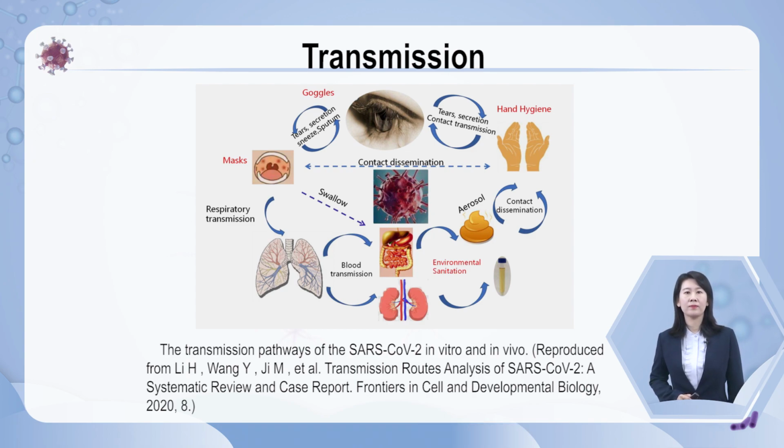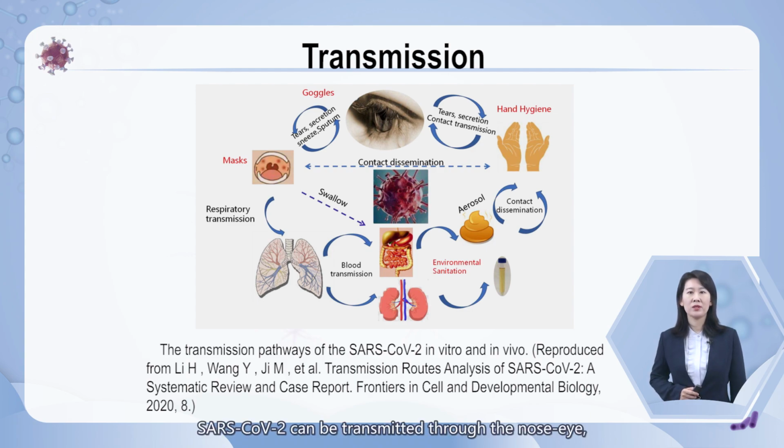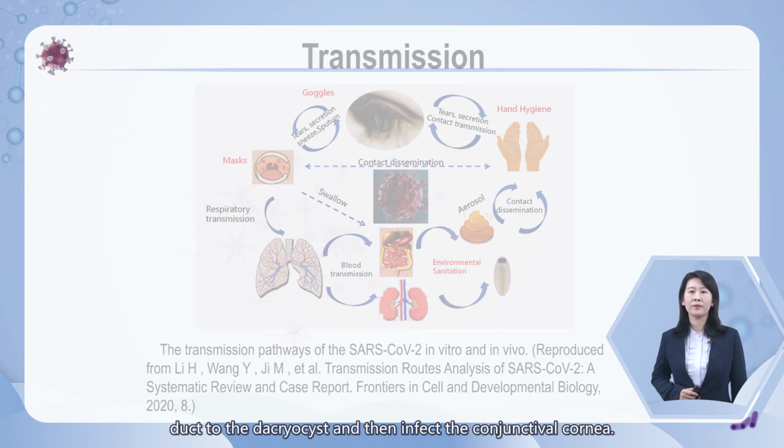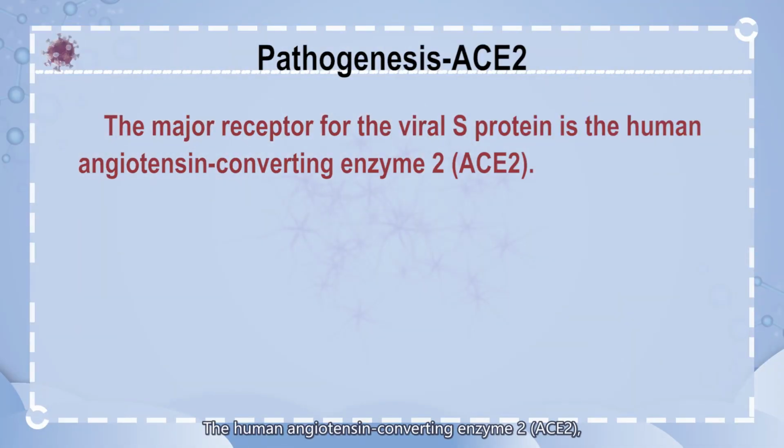SARS coronavirus 2 can be transmitted through the nose-eye route, possibly by way of increased oral pressure caused by coughing or sneezing, and reverse transmission of the virus through the nasolacrimal duct, then infecting the conjunctival cornea. The human angiotensin-converting enzyme 2, ACE2, known as the major receptor for the virus S protein, provides the entry point for SARS coronavirus 2 to capture and infect a wide range of human cells.